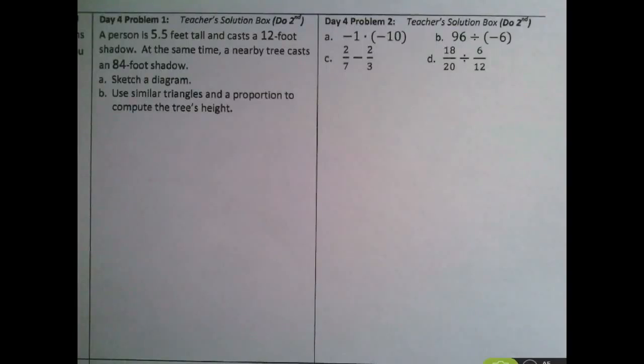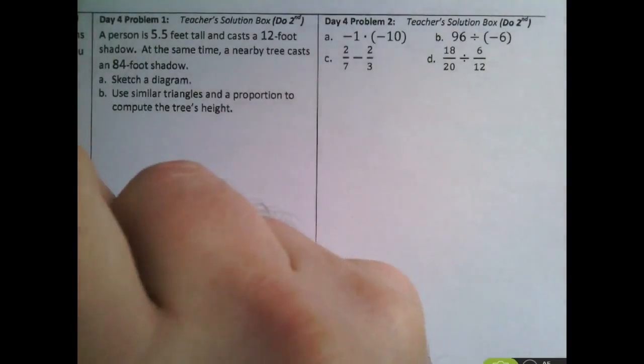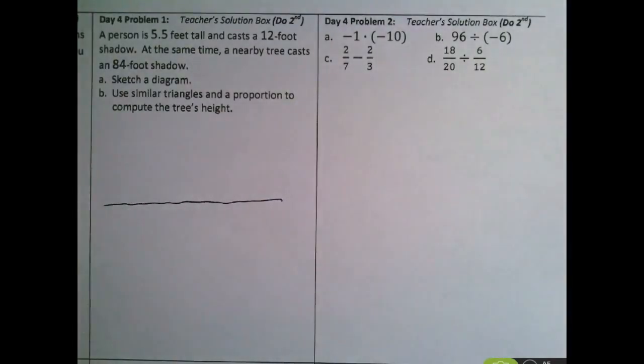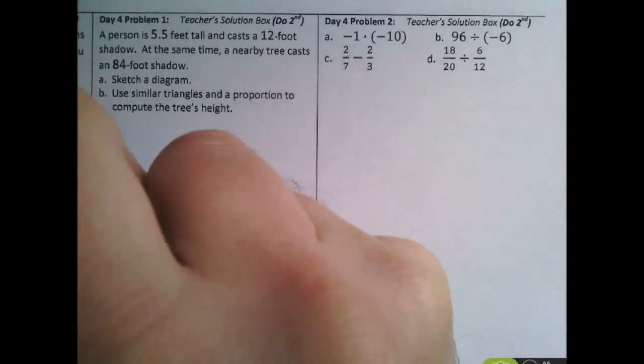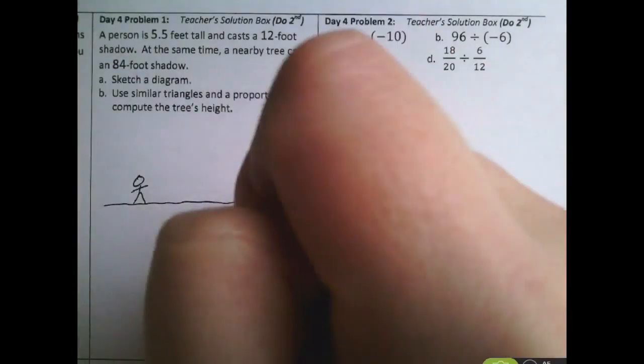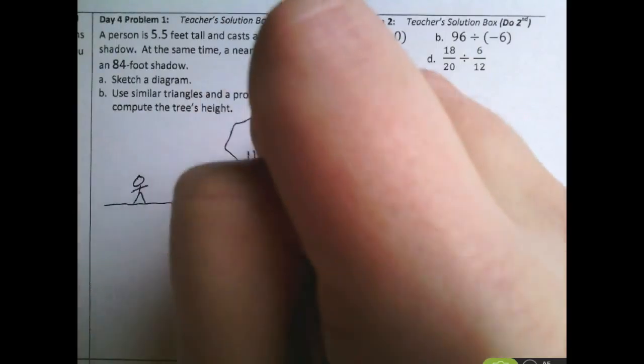Here's day 4, problem 1. A person is 5.5 feet tall and casts a 12-foot shadow. At the same time, a nearby tree has an 84-foot shadow. Sketch a diagram. So here, this will be the ground, and then the person, and a nearby tree.